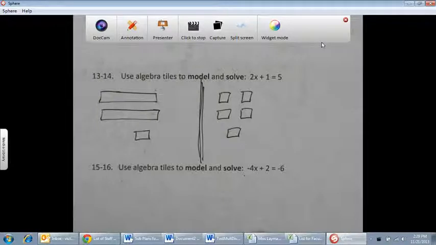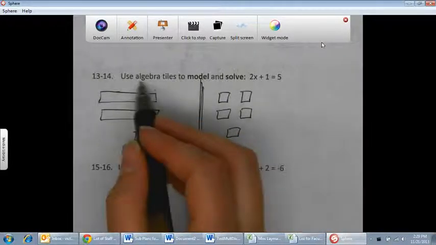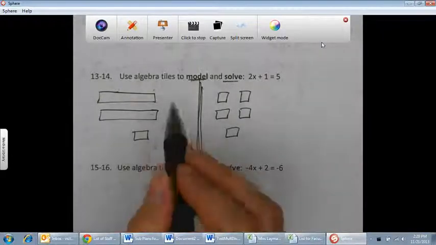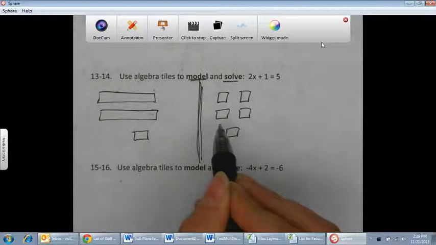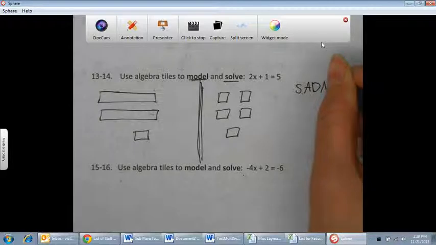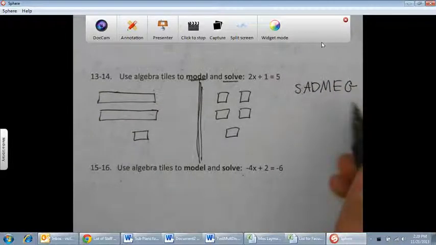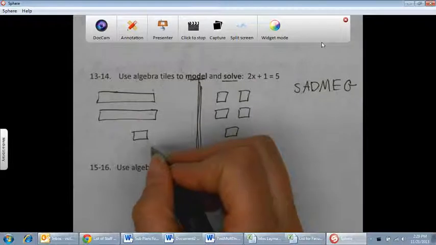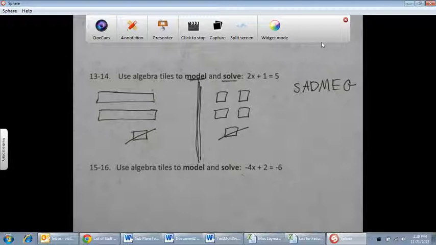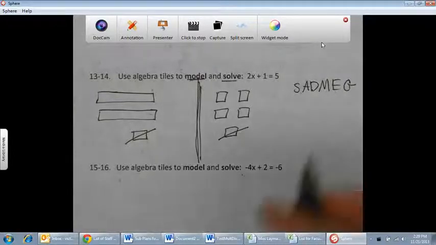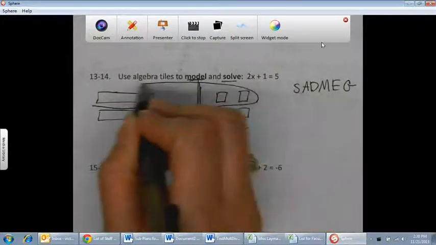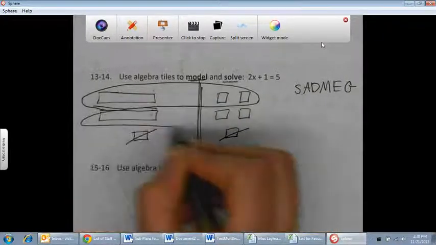Okay? So again, we have to use algebra tiles to model it and solve it. It doesn't want us to use the numbers, so we have to make sure that we do this whole thing with just the algebra tiles. So again, remember when you're solving a two-step equation, we SAD/MEG. So we do the subtraction or addition first, which means we're going to slash off this one from each side. Okay, and now we're left with the multiplication or the division, so we're going to have to group two positive tiles for every x tile.